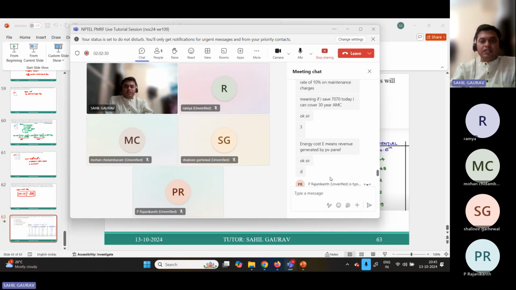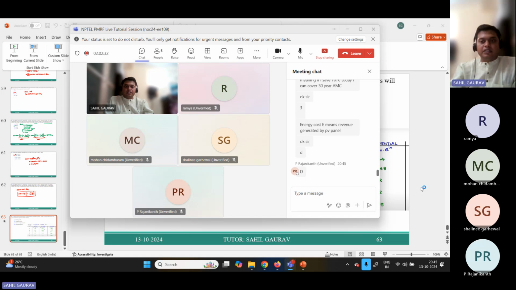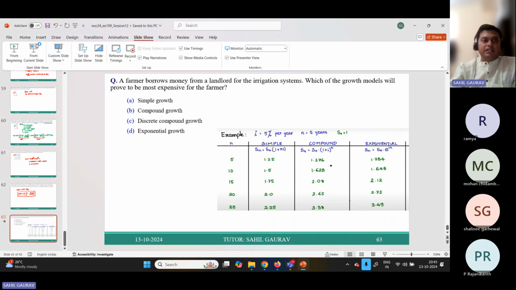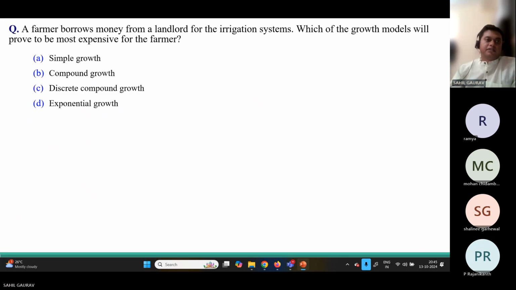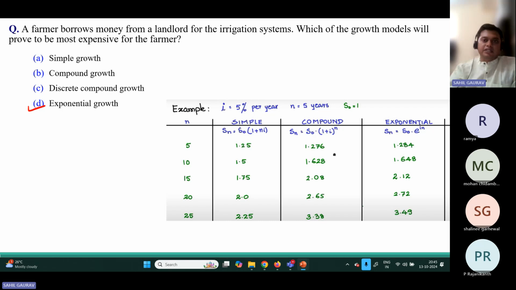Yes, Mohan, you are correct. D is the correct answer. Rajnikant, you are correct. Exponential growth is the answer. So D is the correct answer for this problem. And you can see that in exponential growth, if you compare with simple and compound, then you can see this exponential growth having higher value of the money.